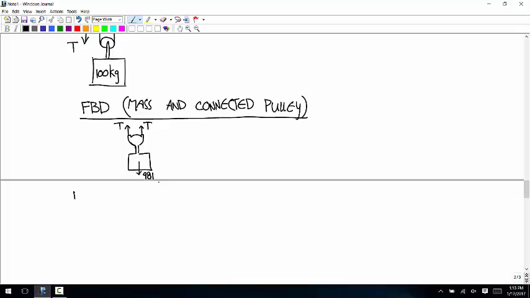Any other questions about this? Okay, so Newton's second law says this 981 is in the negative y direction, so that's 0, negative 981. Each of these is in the positive y direction, so that's 0, T plus 0, T.